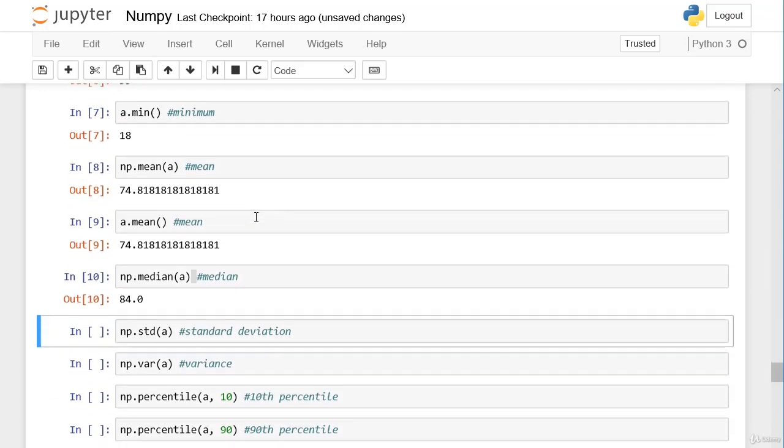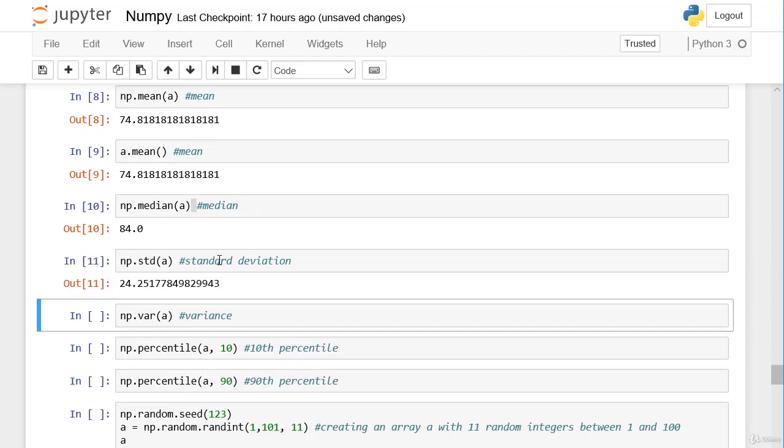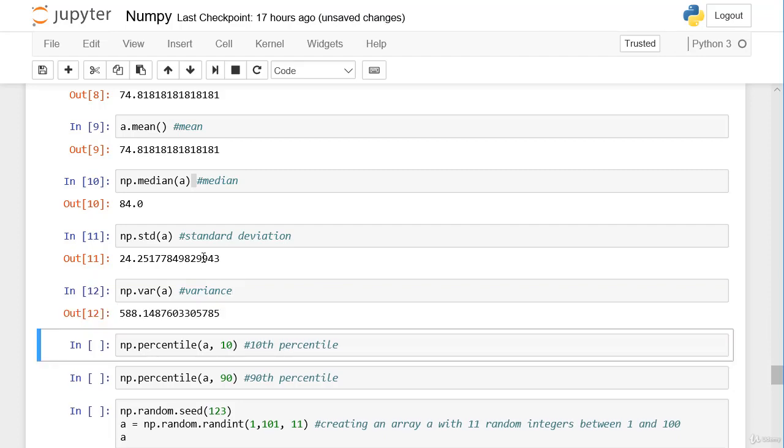And we can also calculate the standard deviation of our elements. So it gives us 24. The standard deviation is a measure of the variability of our elements. So if all elements were, let's say, 50, our standard deviation would be 0. If the variability is quite high, then the standard deviation is also high. But I don't want to go into statistical details here. And variance is also a measure of the variability. And actually standard deviation is the square root of variance. But this is not a course about statistics actually.